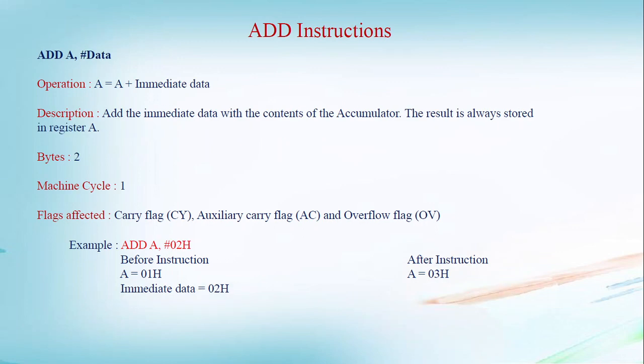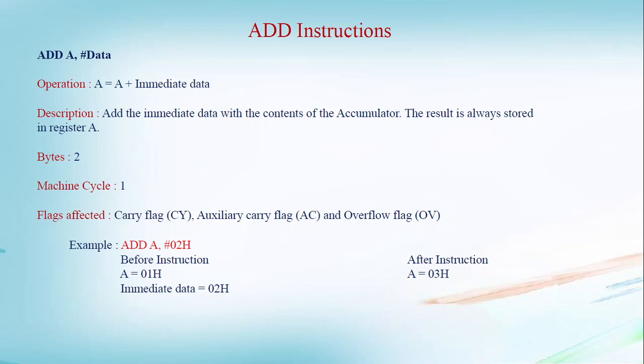Next, ADD A, #data. Here the hash indicates the immediate data. So the instruction means add the immediate data with the contents of the accumulator, and the result is stored into register A. It requires 2 bytes and 1 machine cycle. The carry flag, auxiliary carry flag, and overflow flag get affected. Example, ADD A, #02h.